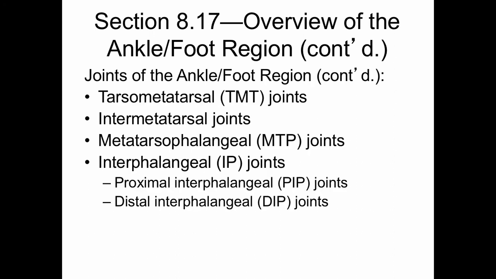The tarsometatarsal joints are between the tarsal bones and the metatarsal bones. The intermetatarsal joints are between the metatarsal bones. The metatarsophalangeal joints are between the metatarsal bones and the phalanges. Between the phalanges are the interphalangeal joints, with proximal interphalangeal joints between the proximal and middle phalanges of the toes, and distal interphalangeal joints between the middle and distal phalanges of the toes.